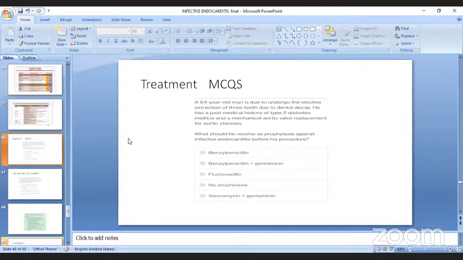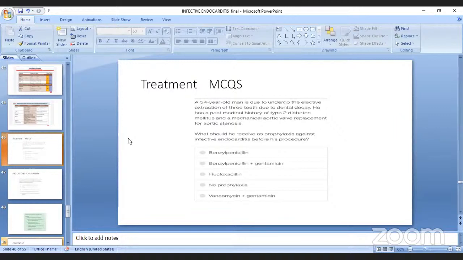Now, what should he receive as prophylaxis against infective endocarditis before his surgery is the question. Should he receive any prophylaxis or should he not receive prophylaxis? This is my question. So who would like to answer this? Please read the MCQ again and again. The answer is lying right over there.